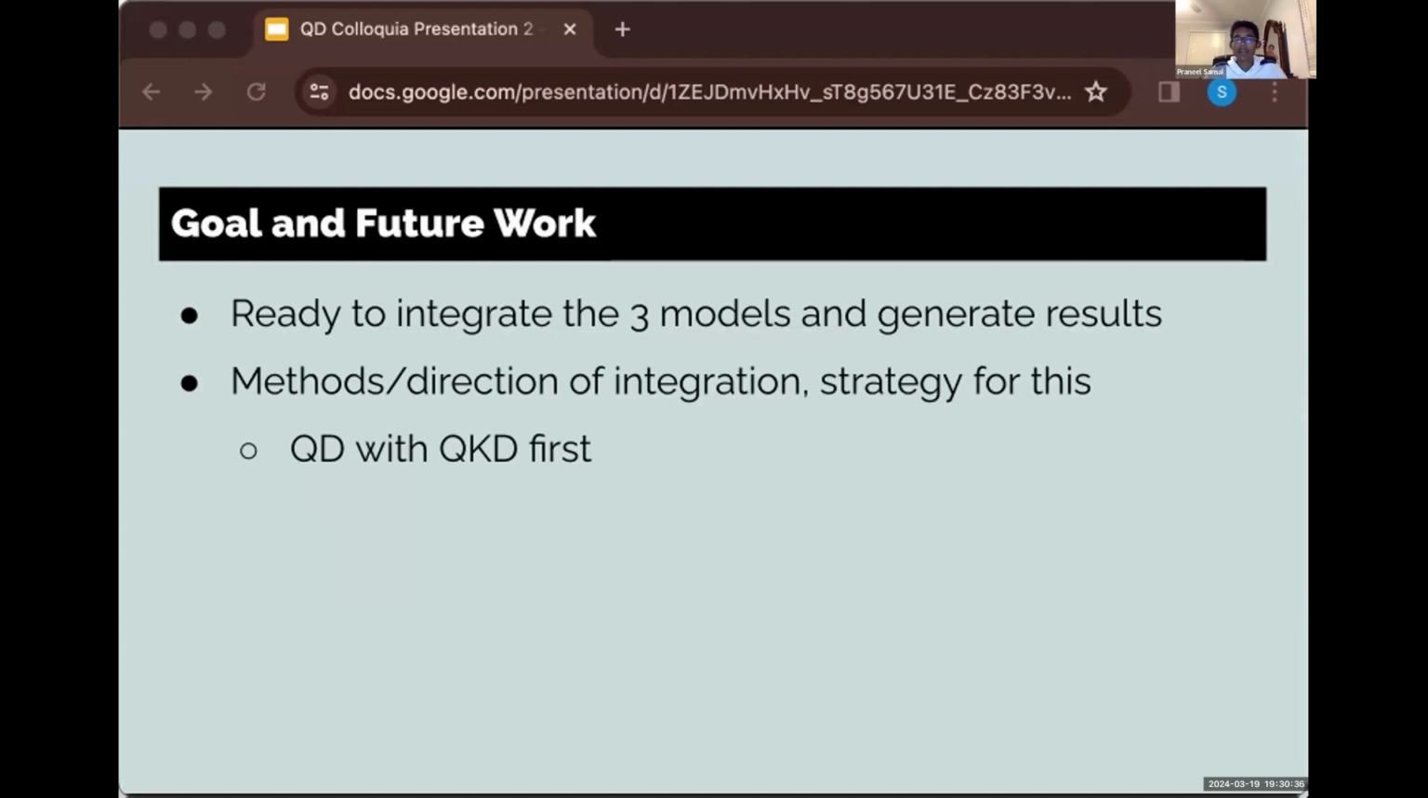The strategy for combining the three models is relatively simple. We will first combine the QD and QKD models and then layer the noise model on top of the other two. All the noise model does is define noise to add to a pre-existing quantum circuit, so it's going to be pretty easy to incorporate that one into the other two. Combining QD and QKD will be a little bit more complicated, which is why we are planning to focus the bulk of our efforts on this front.